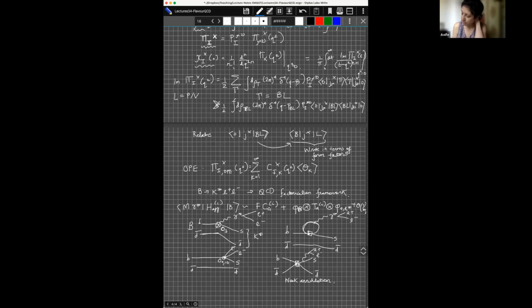So you have O7, O9, O10. These are these four-quark operators that we looked at, O1 to O6, and this is also, I think, O3 to O6. Does anyone have any questions about this?